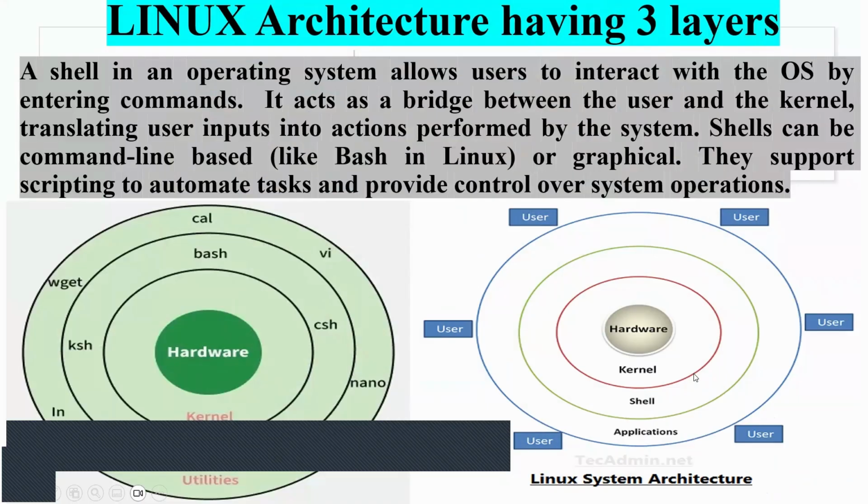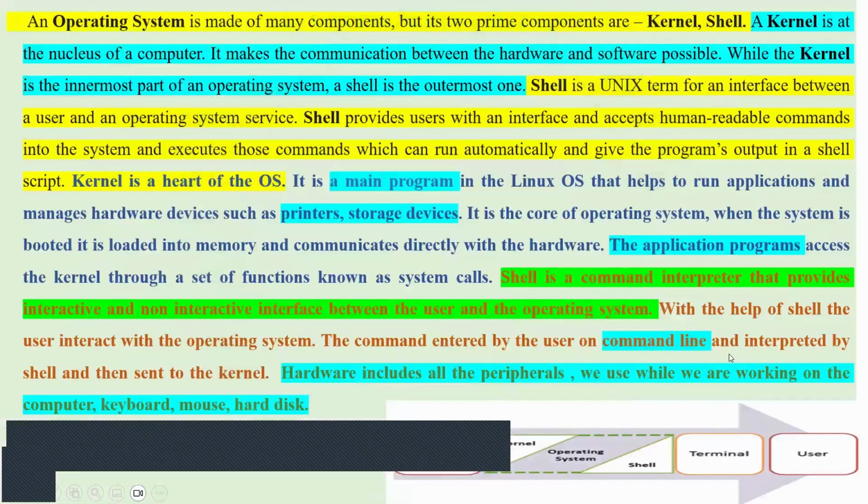Shell is the Unix term for an interface between a user and operating system services. The shell provides the user with an interface, accepts human-readable commands into the system and executes those commands, and it can run automatically and give the program's output in a shell script. So this is how it is being used and how it works.